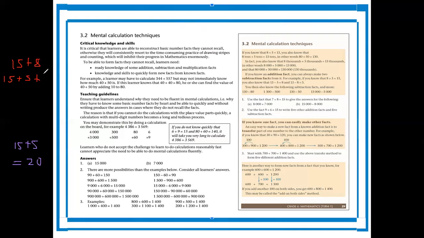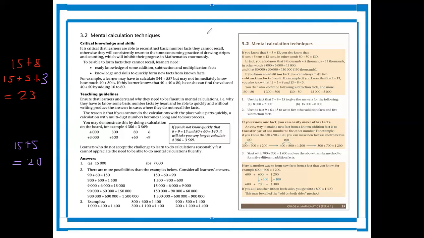Okay, plus 3. So now we have the exact same thing. We have 15 plus 5 plus 3, because 8 can be broken up into 5 plus 3. So we know that this is 20 from down here. 15 plus 5 is 20, and then we add the 3 to get 23. So if you can do things like that in your head to break things up, it makes things quite easy. So that's just knowledge and skills to quickly form new facts from known facts.